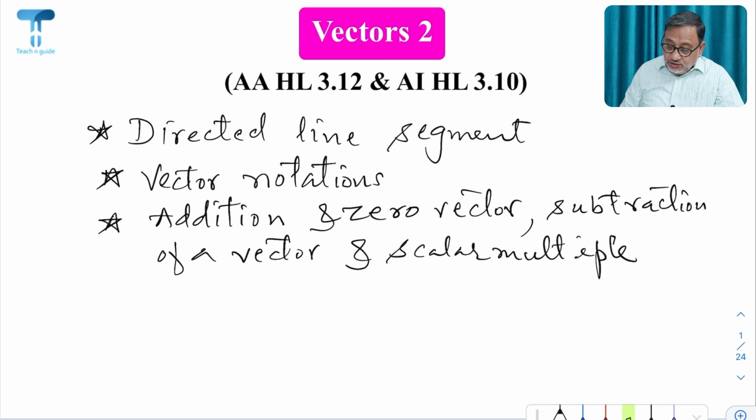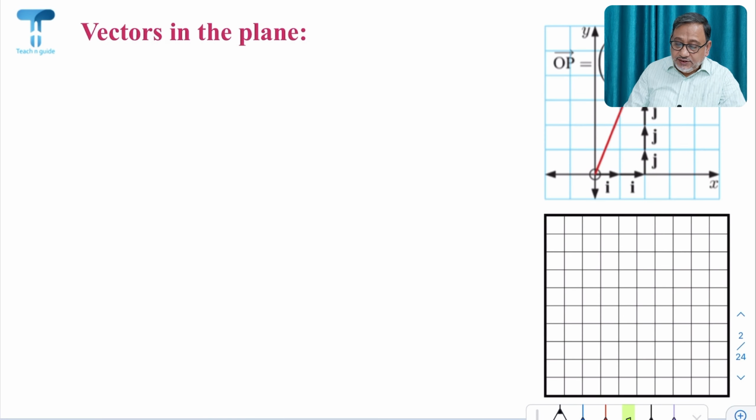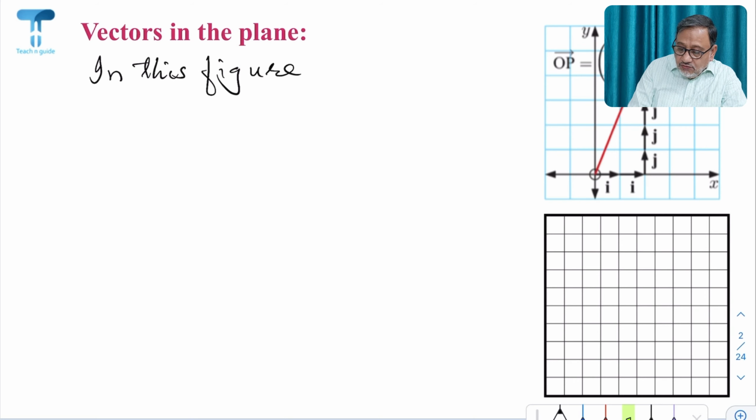So today, as I said, we are going to start with vectors in a plane. Look here, there is a diagram in front of you. I have put the x-axis and y-axis, and there is a point P (2, 5). This point represents a vector OP from the origin to the point P. In this figure, vector OP is shown.